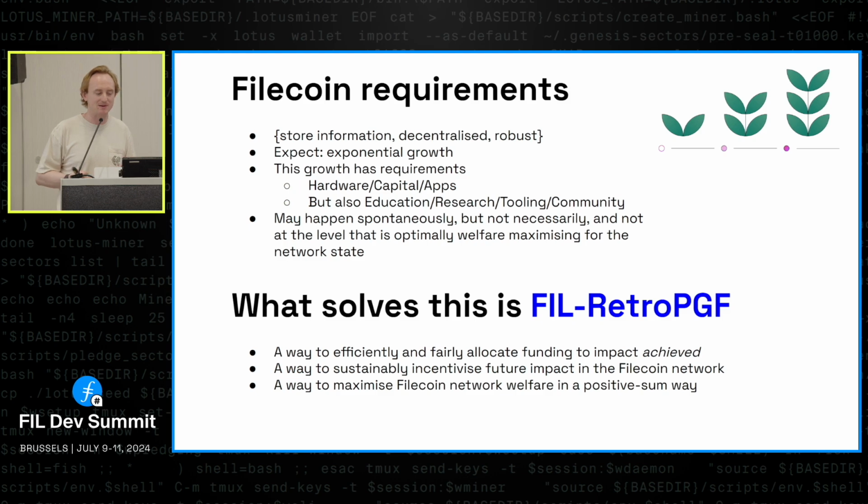The requirements are hardware, capital, and apps, but the requirements are also a whole bunch of other stuff like education, research, tooling, and community. And these things, they might happen spontaneously, but they might not, because they don't necessarily admit private profit in the same way that other things do, and yet they are welfare maximizing for the network. They do improve the welfare of the network for everybody. These things are really valuable. If they weren't there and they weren't paid for, everybody would be worse off. So we need these things. So this is precisely what FIL-RetroPGF is solving for.